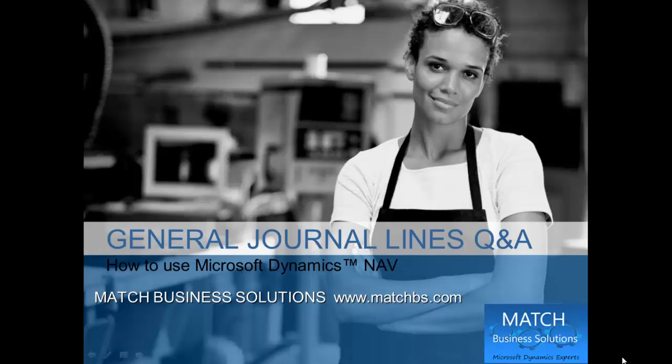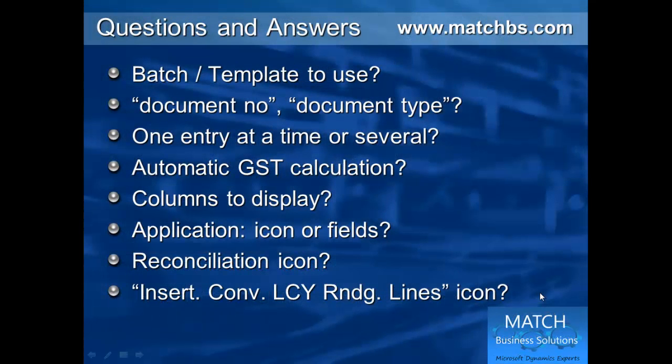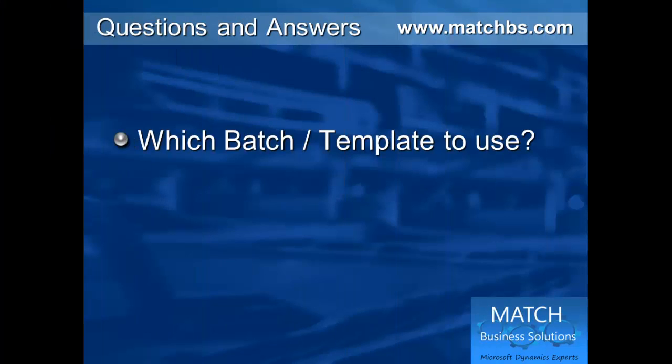In this video, we're going to review some common questions around general journal lines in Dynamics NAV. So we're going to go through batch and templates, document number, document type, several lines, GST, columns to display, application, reconciliation, and rounding. So first, which batch and template to use?